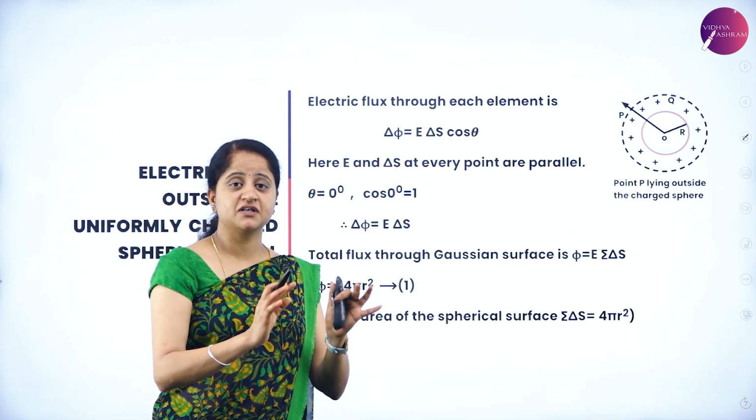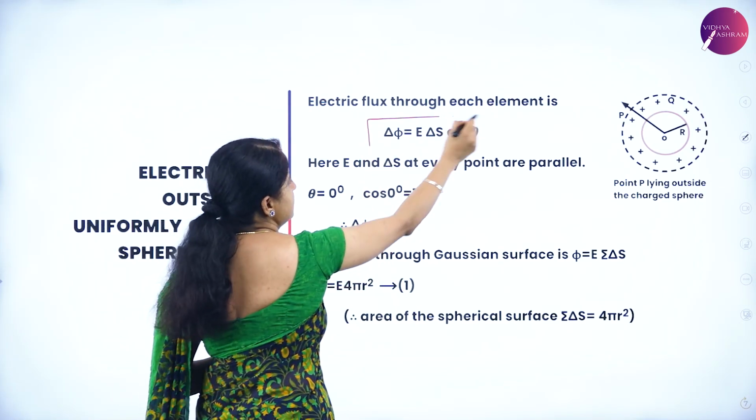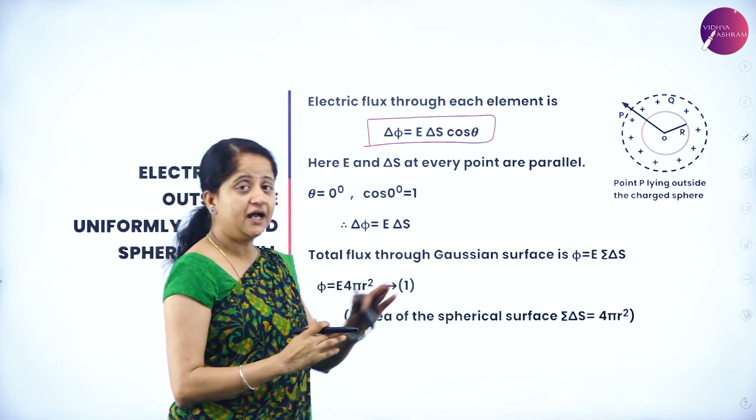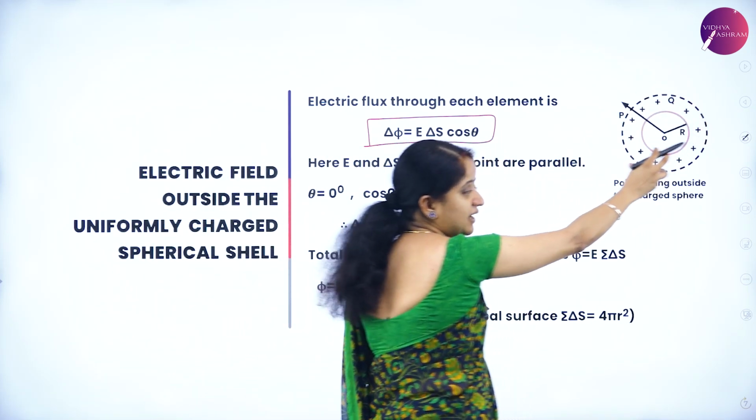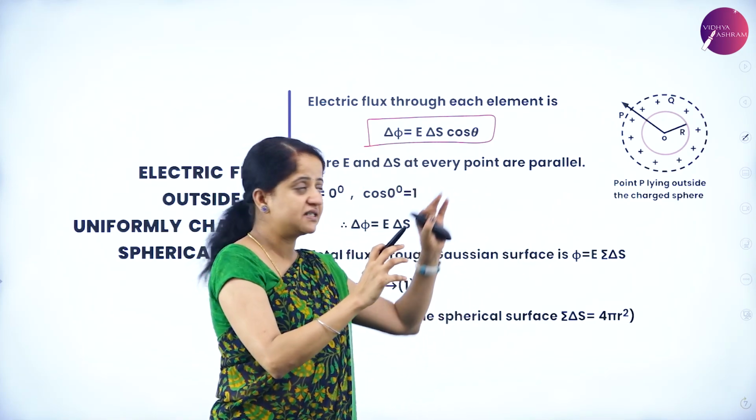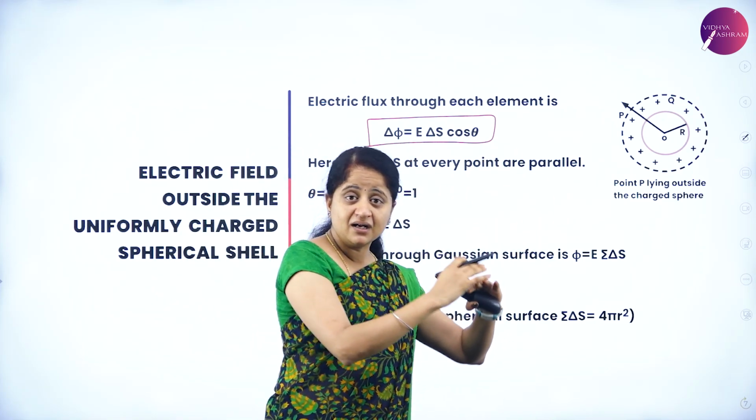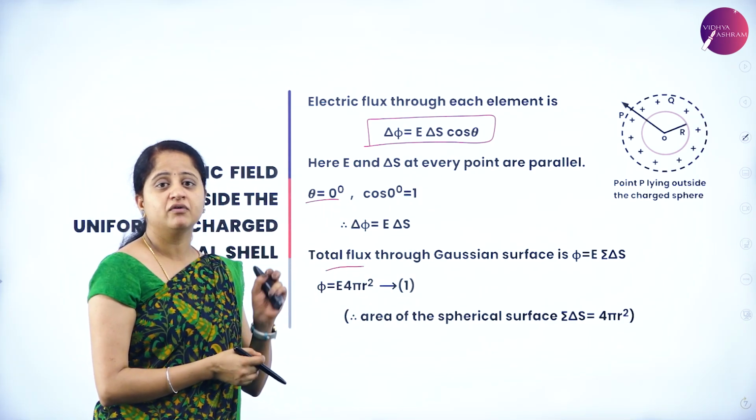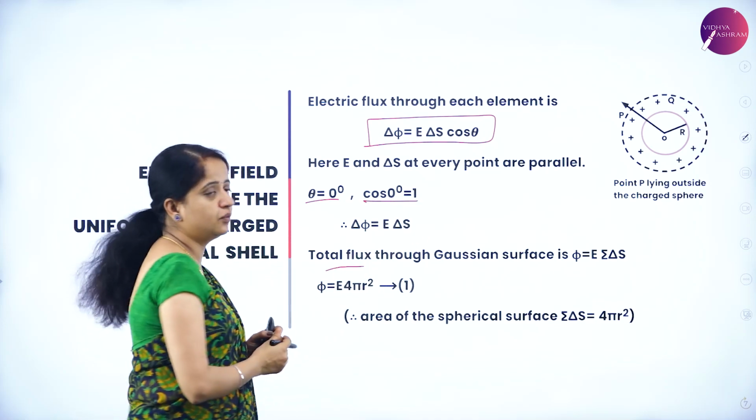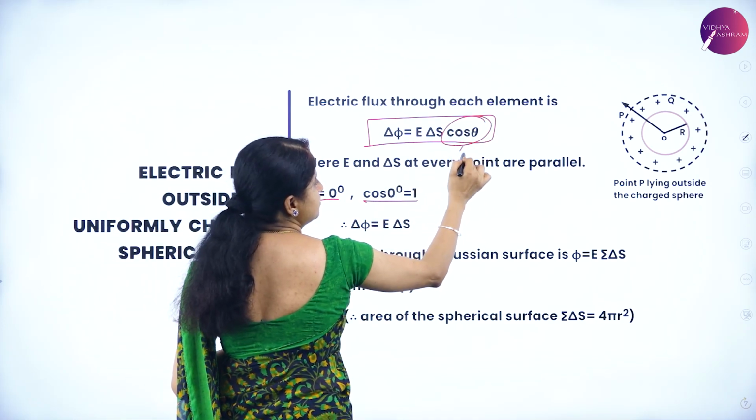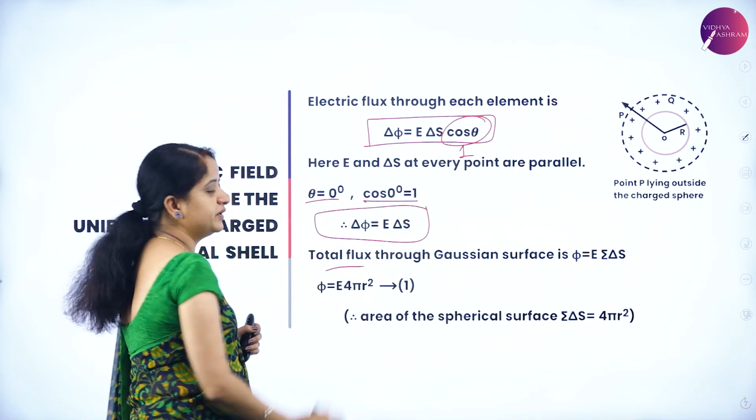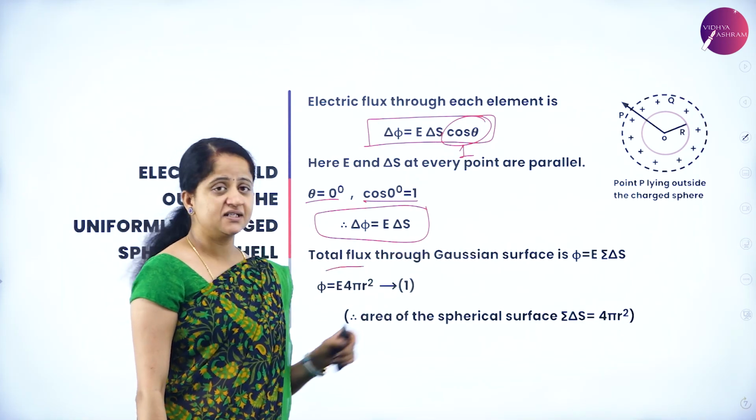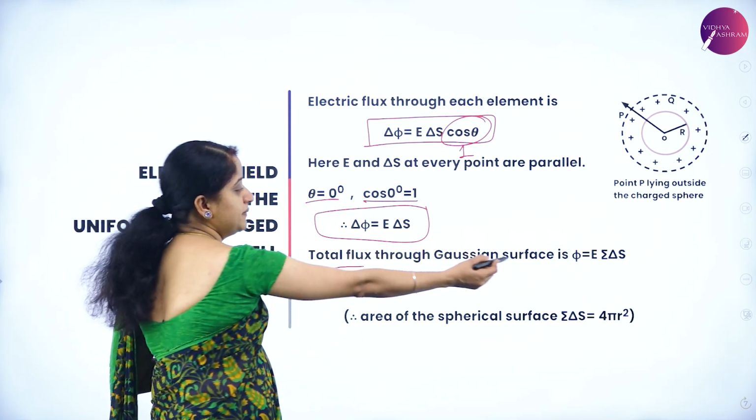We know the expression for electric flux, that is delta phi is equal to E into delta S cos theta. Here, E and delta S, the elements we have divided, are parallel to each other. Since they are parallel, theta is equal to 0, and the value of cos 0 is equal to 1. So, if this value becomes 1, I remain with delta phi is equal to E into delta S. So, total flux through the Gaussian surface is phi is equal to E into summation of delta S.